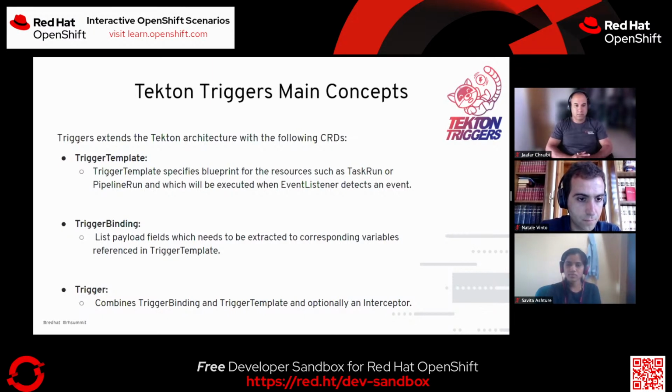And then we have something called TriggerBinding. The TriggerBinding CRD extracts payload fields into the corresponding variables which are referenced in the TriggerTemplate. The next CRD is the Trigger CRD, which is just a combination of TriggerTemplate and TriggerBinding, so that we know from where to take our variables. And along with that, we have something called an Interceptor. What an Interceptor does is take payload fields and modify them.